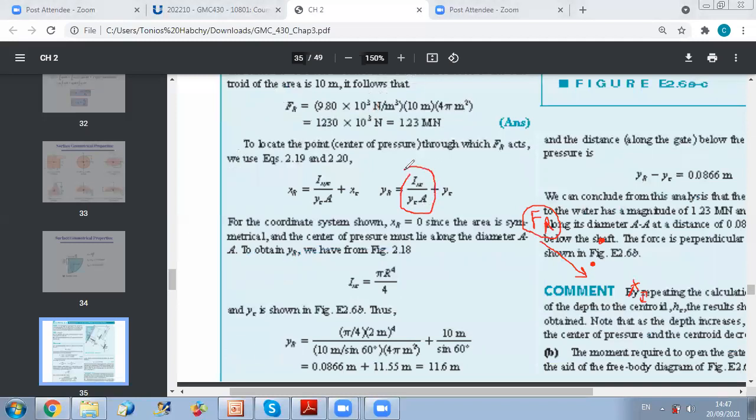So then what we should do is find the moment of the force, which will be this distance times the force Fr. Then I should apply a moment to oppose this to be able to open my gate. Okay. Any question on this?